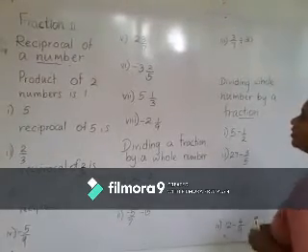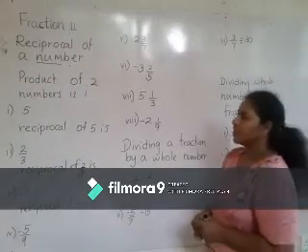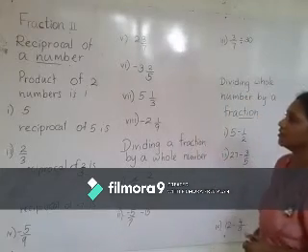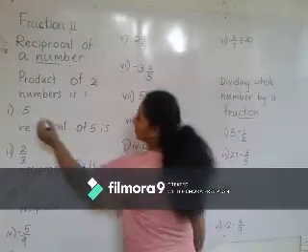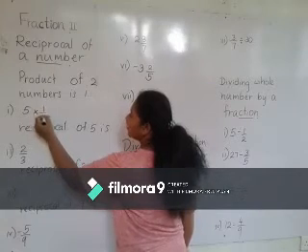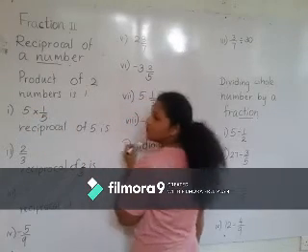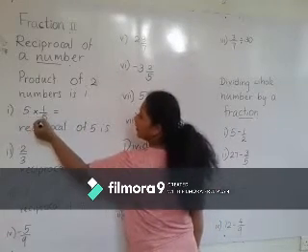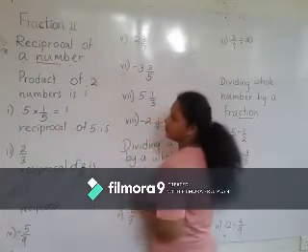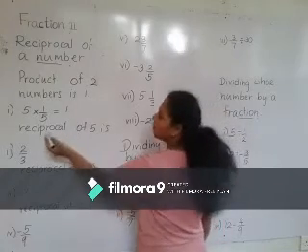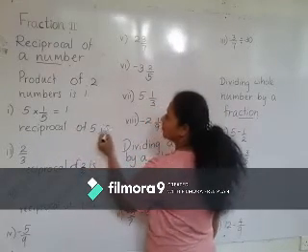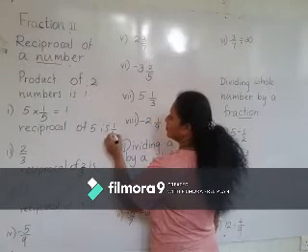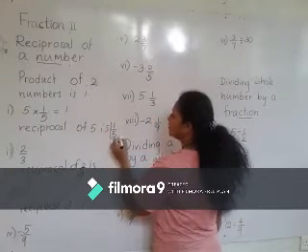Fraction 2. Reciprocal of a number. The product of two numbers is 1, that is called the reciprocal. Now we will take 5. When we want the product to be 1, we have to write 1/5. We will see the answer. 5 and 5 cancel. The answer is 1. So we can say the reciprocal of 5 is 1/5. That is the answer.